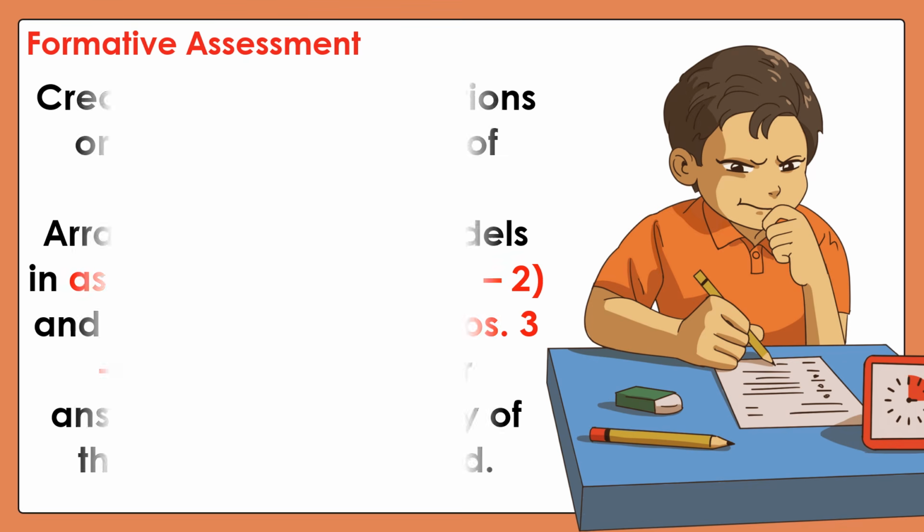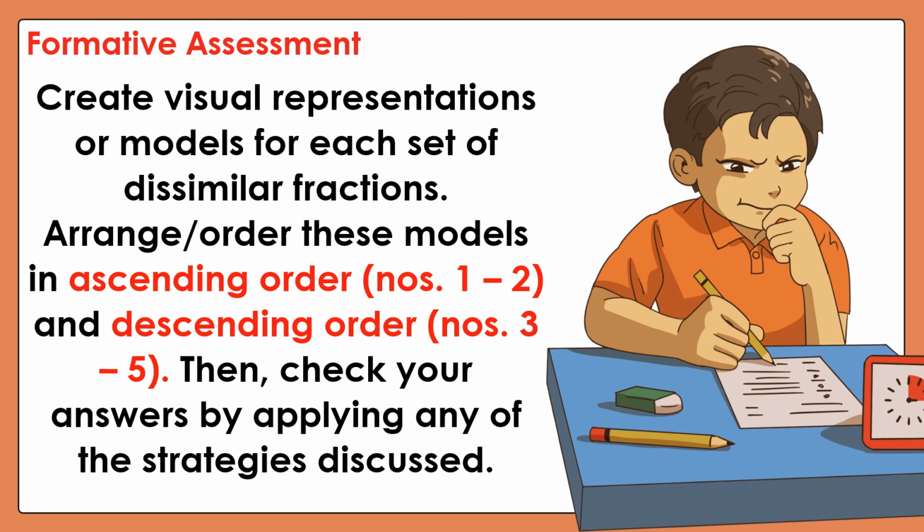Formative assessment. Create visual representations or models for each set of dissimilar fractions. Arrange or order these models in ascending orders for numbers 1 to 2 and descending orders for numbers 3 to 5. Then check your answers by applying any of the strategies discussed.